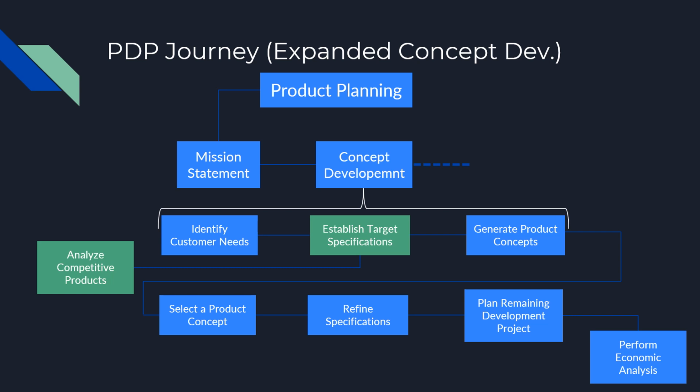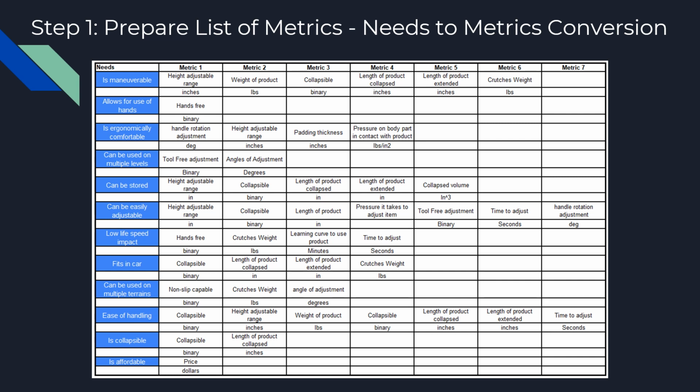The next phase of the PDP journey was to establish our target specifications, also analyzing competitive products. Step one was to prepare a list of metrics. We started with our needs to metrics conversion. You can see on the left-hand side, we listed out our hierarchical categories of needs, and on the right-hand side, we generated metrics for each of those needs.